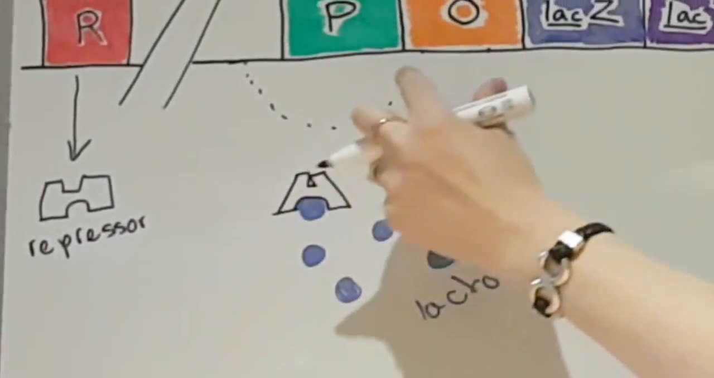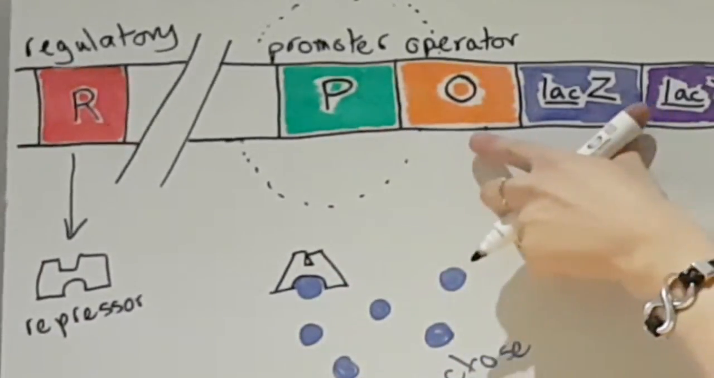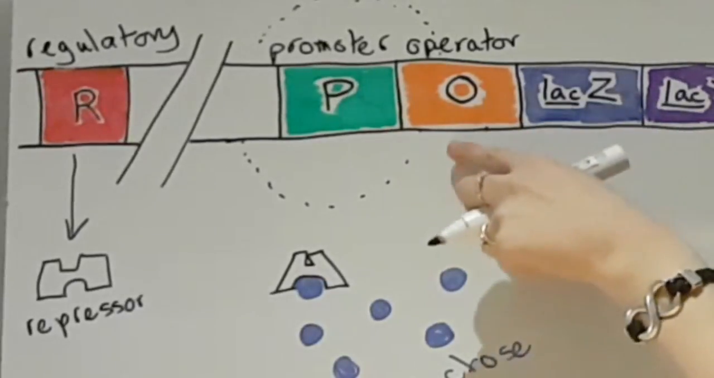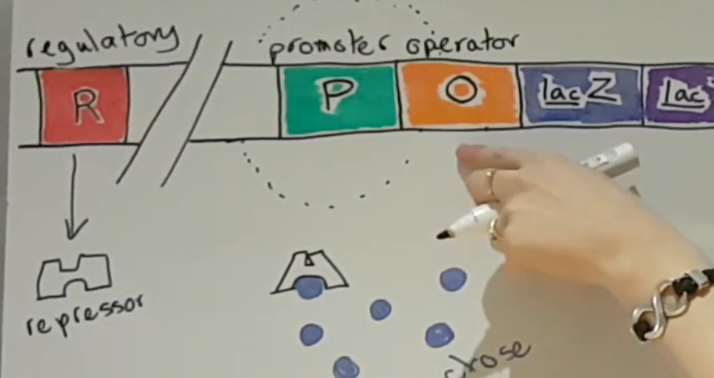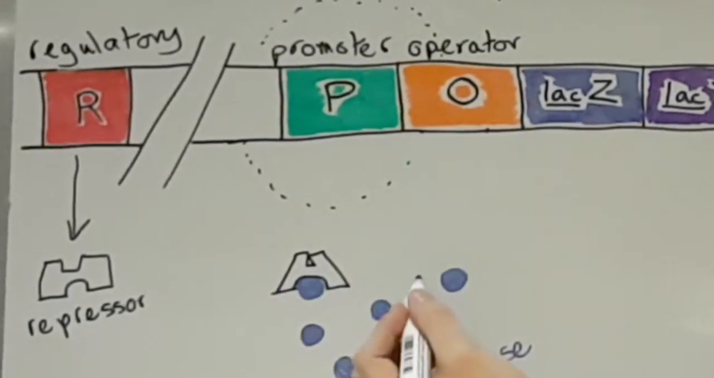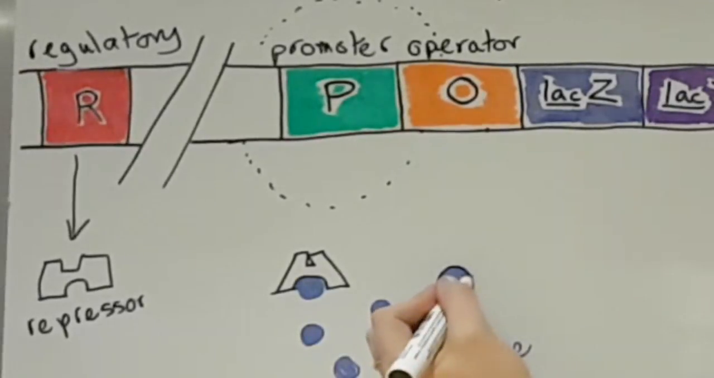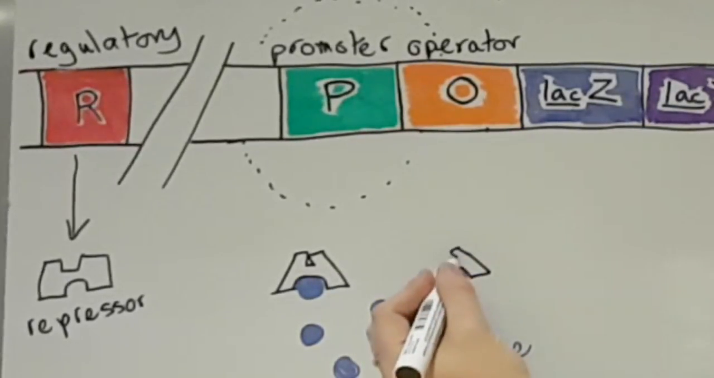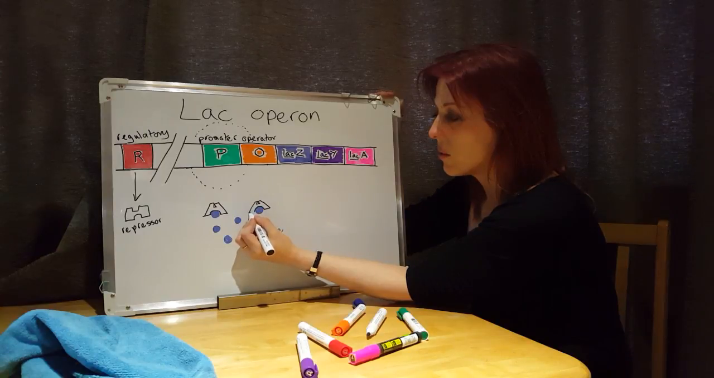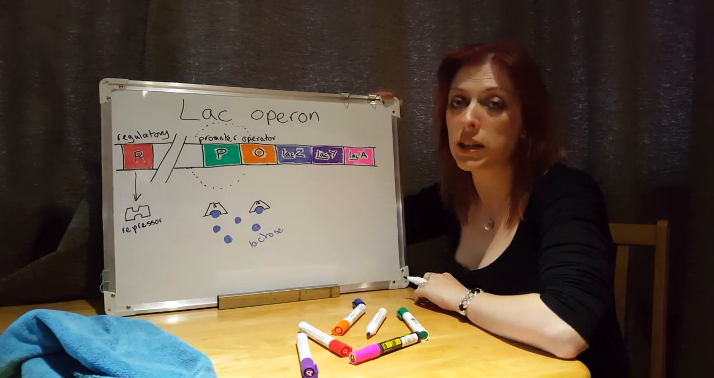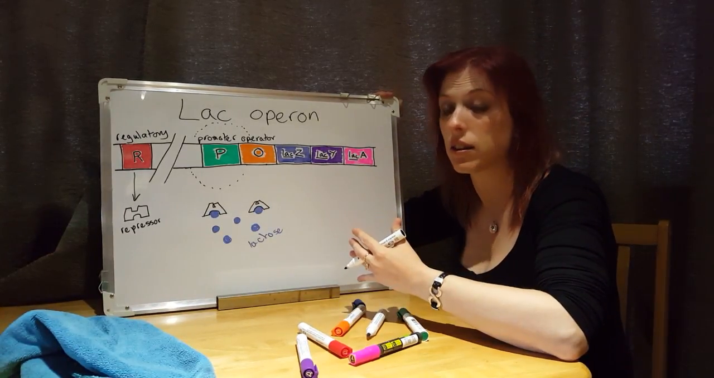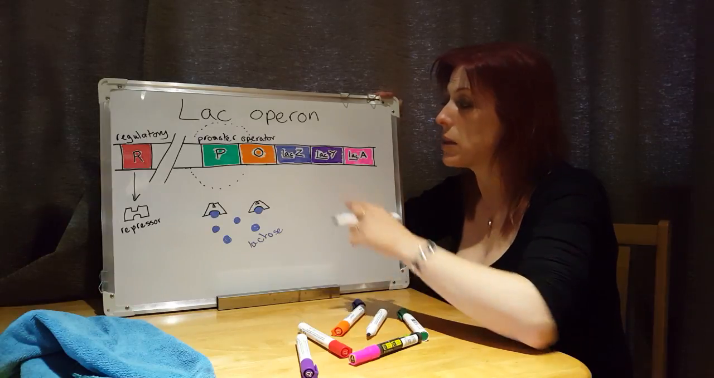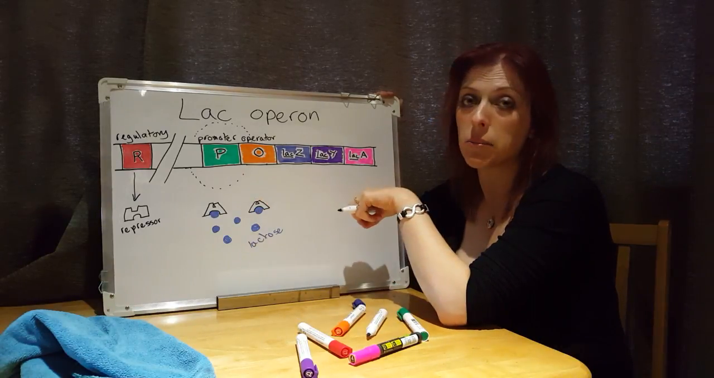You see, it's become a bit stretched out of place, so that it now no longer has the complementary shape to fit in the operator region of the operon. So if there's lactose present, these repressor molecules will undergo a conformational change when they bind with lactose, and they will not be able to bind to the operator anymore.